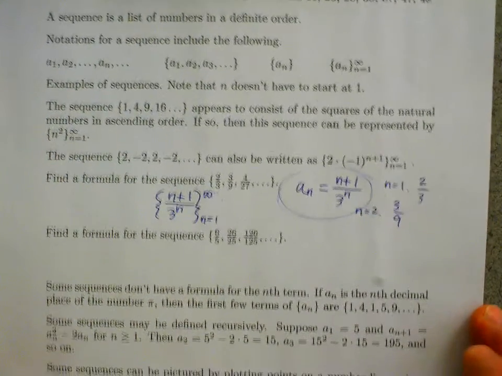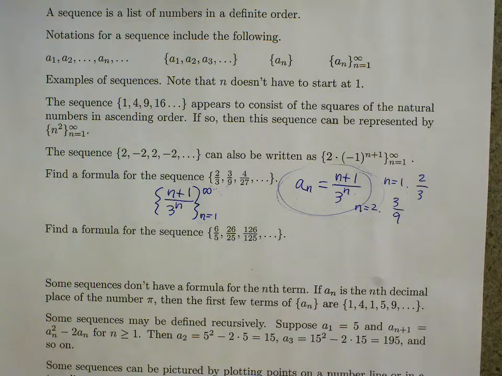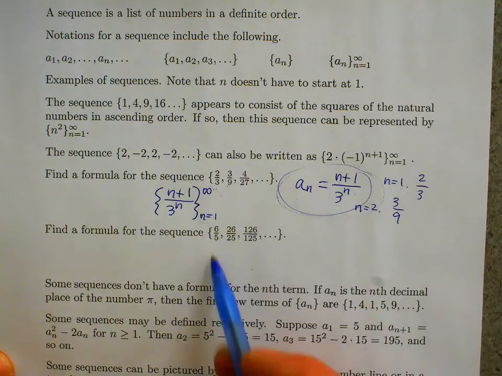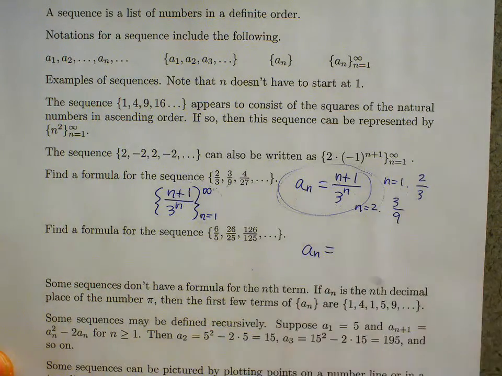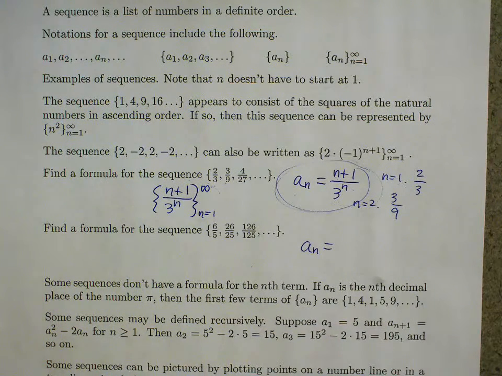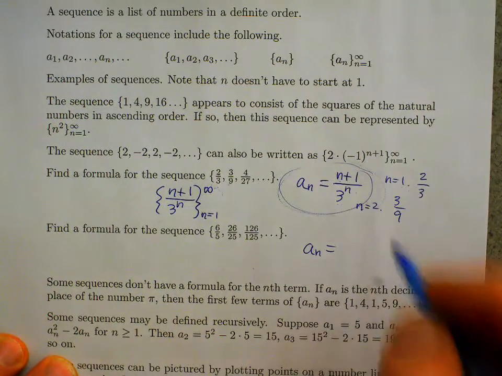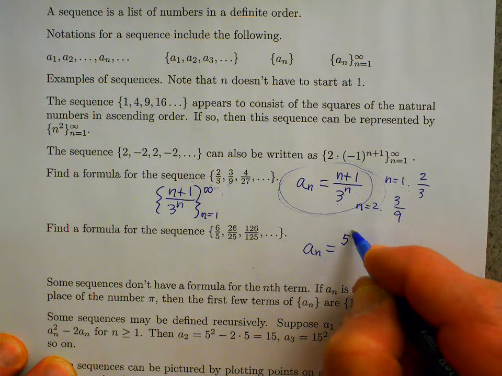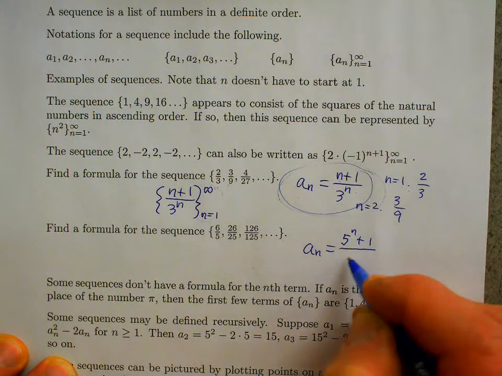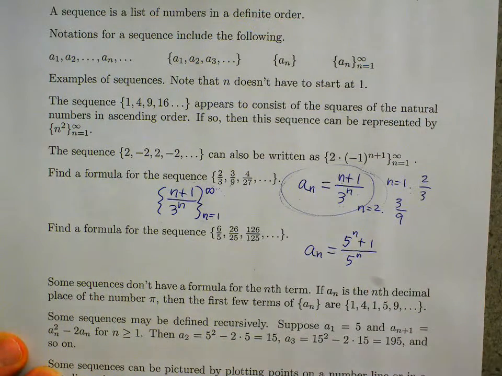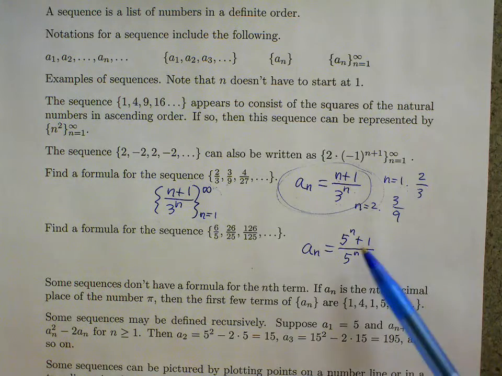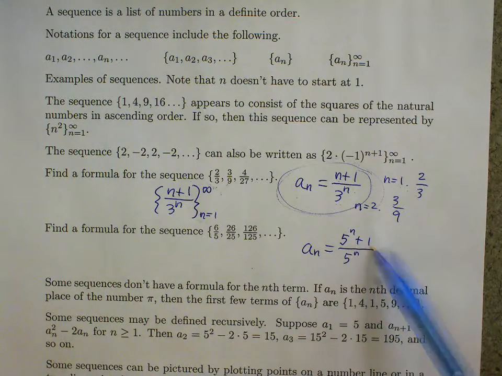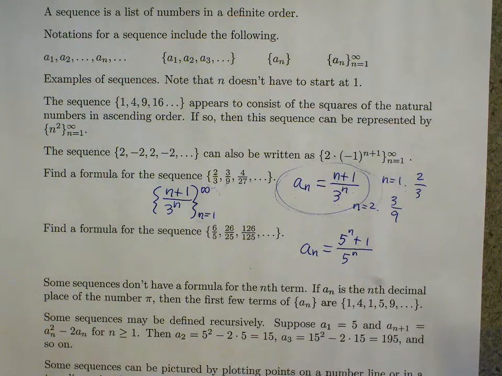Okay, the next sequence, 6 over 5, comma, 26 over 25, comma, 126 over 125. If we start with n equals 1, what does it look like a sub n is in this case? 5 to the n plus 1 over 5 to the n. Okay, yeah. 5 to the n plus 1 divided by 5 to the n. So it works when n equals 1. When n equals 1, 5 to the first plus 1 is 6. 5 to the first is 5. And so on. So that one works.